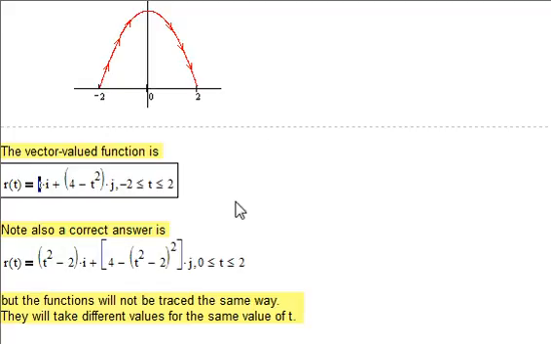But anyway, that's two vector valued functions describing the same curve, but the point is moving quicker to some extent with this one.